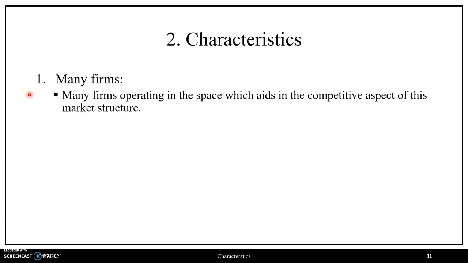This is going to be a classification assumption and is analogous to what we saw in the perfectly competitive case: many firms operating in the space. This characteristic helps aid in the competitive aspect of this market structure, in that there's an inverse relationship between the quantity of firms and market power. So with more firms in the space, this provides less avenue for market power for each firm.